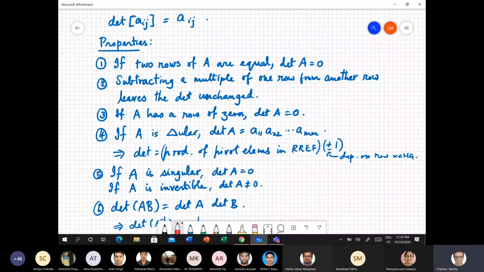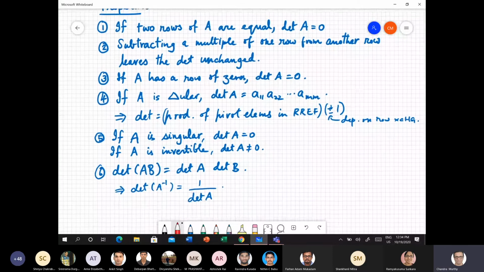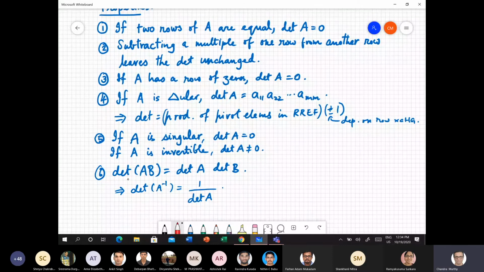If A is a singular matrix, then the determinant of A is 0, and if A is non-singular or invertible, then the determinant of A is not equal to 0. And the last property where we stopped is that the determinant of the product of two matrices, AB, is the product of the two determinants, determinant of A times the determinant of B. A consequence of this is that if A is invertible, then the determinant of A inverse is 1 over the determinant of A. So are there any questions on this?